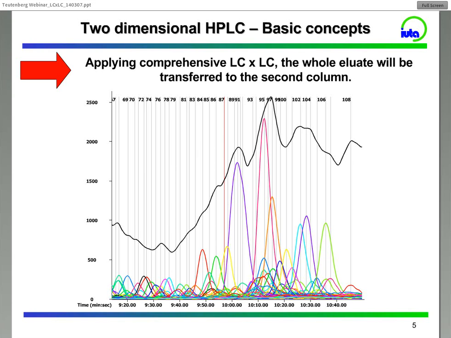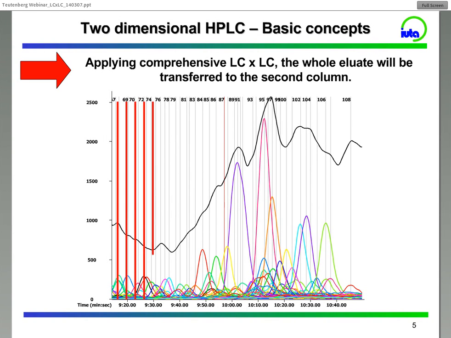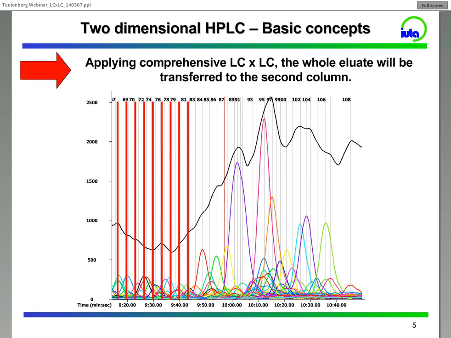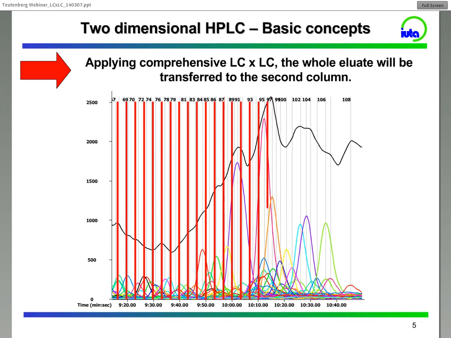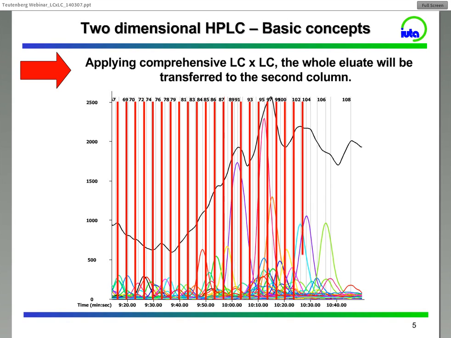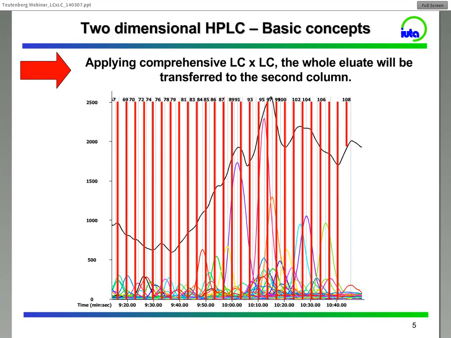So the other approach is applying comprehensive LC times LC. And here the whole eluate will be transferred to the second dimension column. And as you can see here in this animation, you fractionate your whole chromatogram into different samples. These samples will then be reanalyzed online on a second dimension column. I will come back to this later, which is called the modulation process.